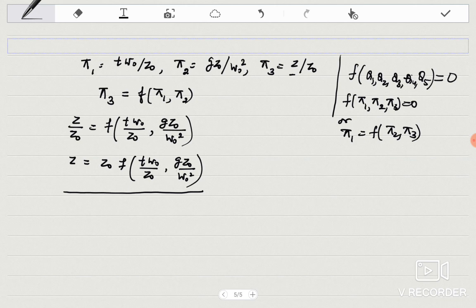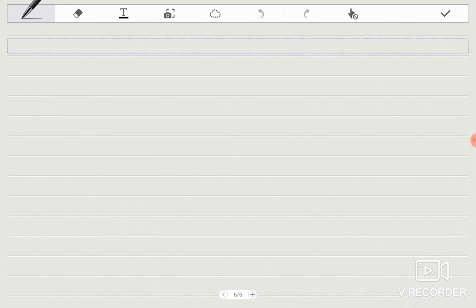These are the non-dimensional parameters. So this is the elevation. So this is the process of Buckingham's pi theorem. So in theoretical form, how will you write this procedure of pi theorem?